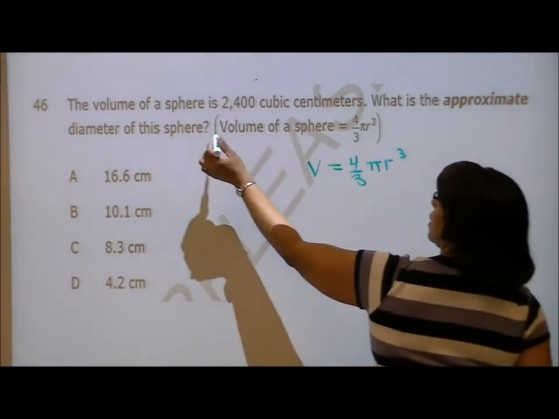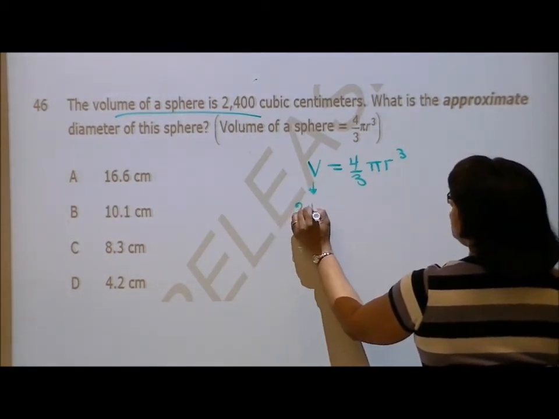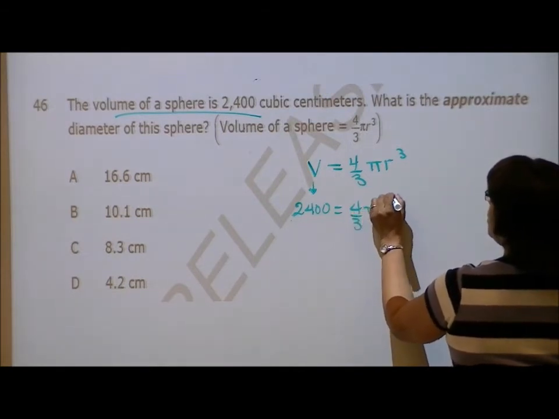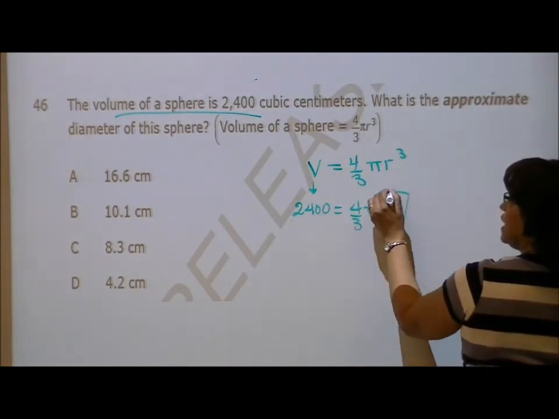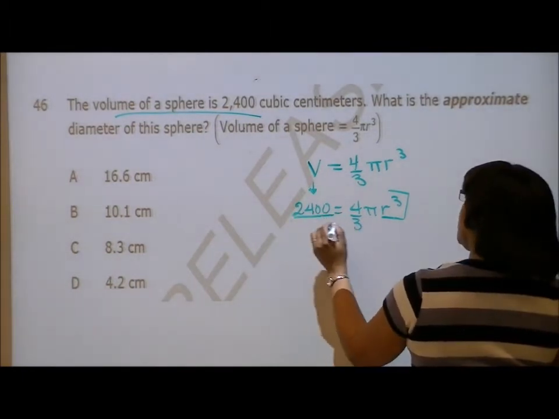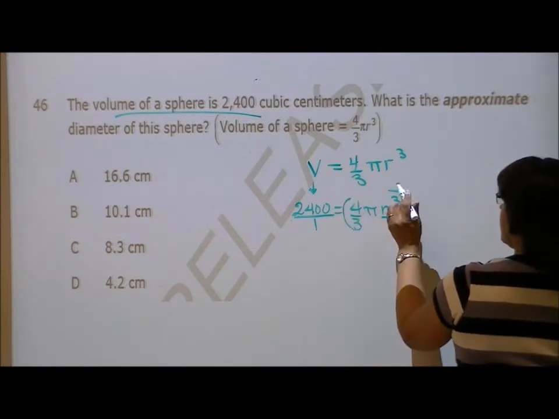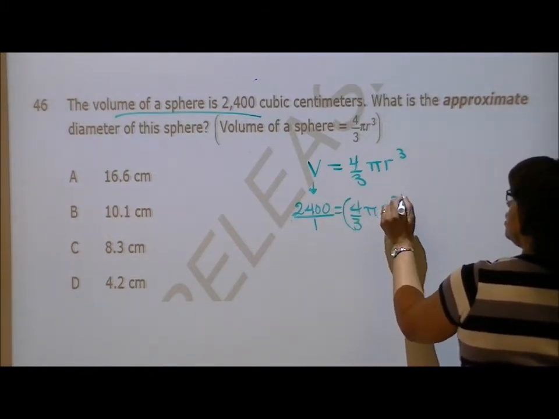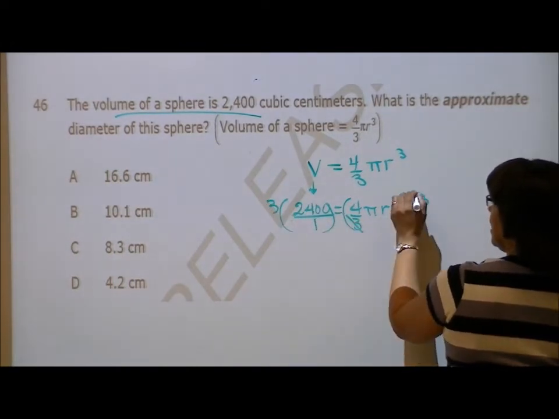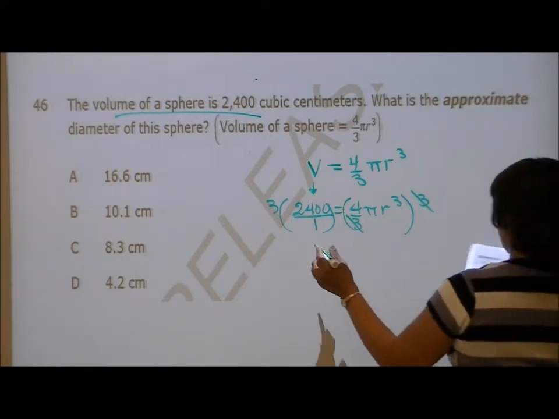They give you the volume. So in place of V, you're going to substitute 2,400. And then we have 4/3 pi r cubed. So we're solving for r so that we can change it over to a diameter. Now, to get rid of that 3, you can cross multiply, or a lot of people like to just multiply both sides of the equation by the denominator, which is 3. So the 3's cancel out. And now we have 3 times 2,400. I got 7,200.